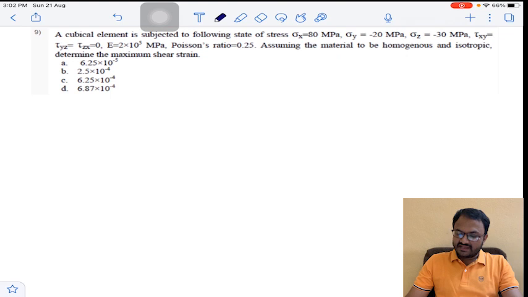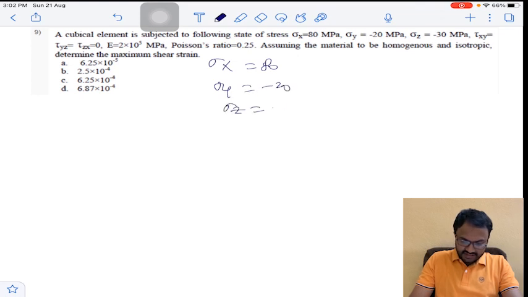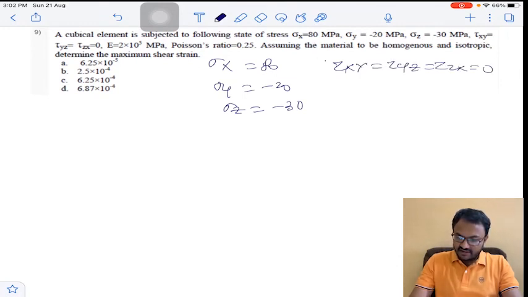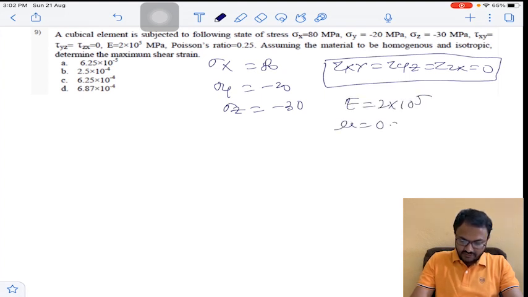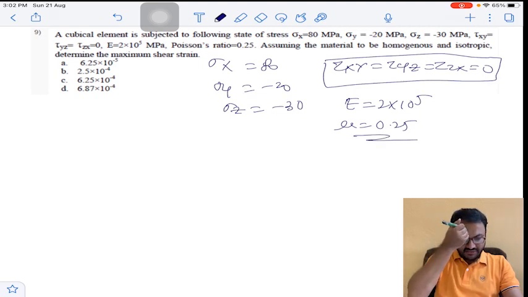Now a cubical element is subjected to the following state of stress. He has given sigma x is equal to 80, sigma y is equal to minus 20, sigma z is equal to minus 30, and along with this tau xy, tau yz, tau zx are all equal to zero. So there is no shear stress on the planes that he has given. When there is no shear stress, the given stresses are nothing but the principal stresses. And he has given E as 2 into 10 power 5 and mu is equal to 0.25. Clear? So from this he asked us to calculate the maximum shear strain.